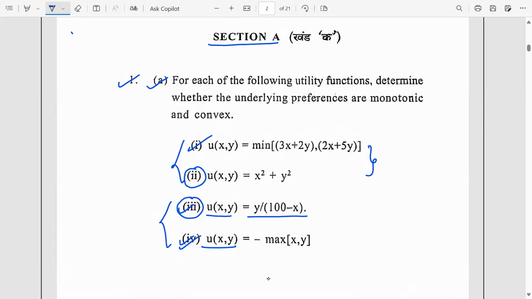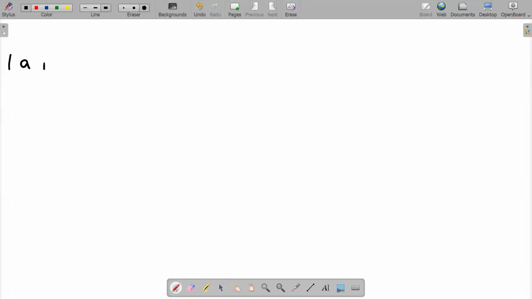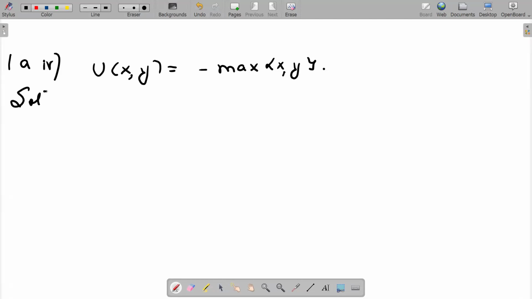Part 4. U of xy is minus of max of xy. Now let's plot this. If I erase all this off, question 1, part A, part 4. U of xy is minus max of xy. Now, students who have purchased my complete course for intermediate microeconomics part 1, we have discussed in depth how the max function looks like. The behavior of the max function is clearly done in the main lectures. You can clearly recall it's an inverted L-shaped function.